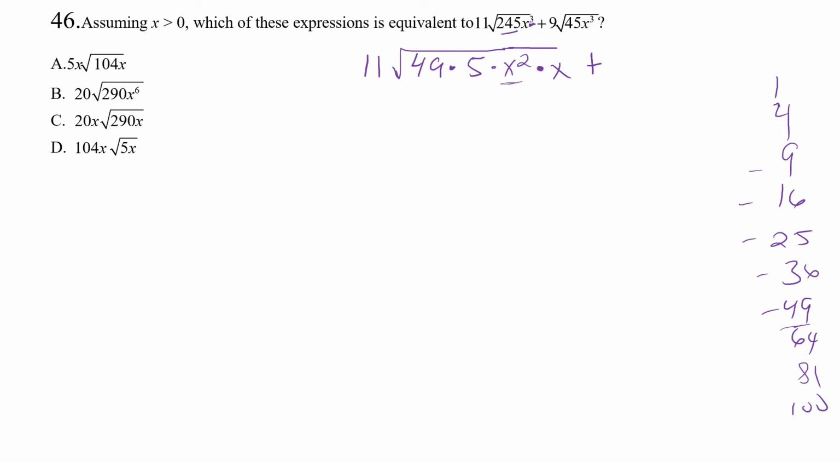Alright, so next, bringing over this 9. Two factors of 45, and one of them is a perfect square: 9 and 5. So one of my numbers that I break it up into has to be a perfect square, so I can take the square root of it.